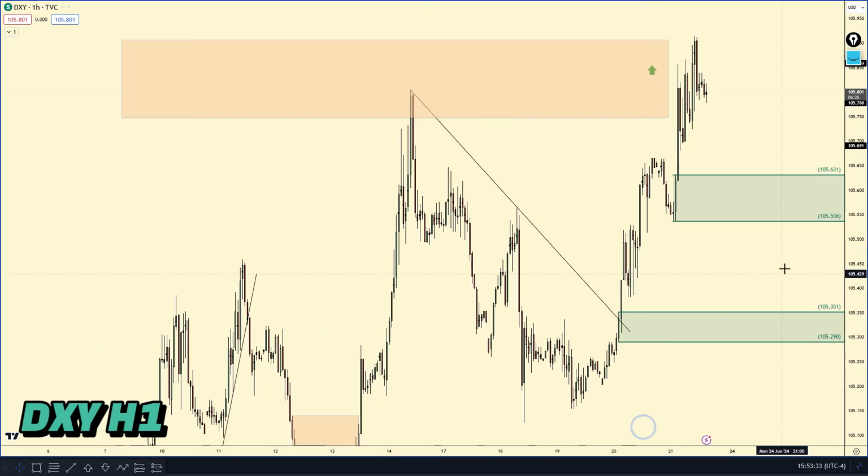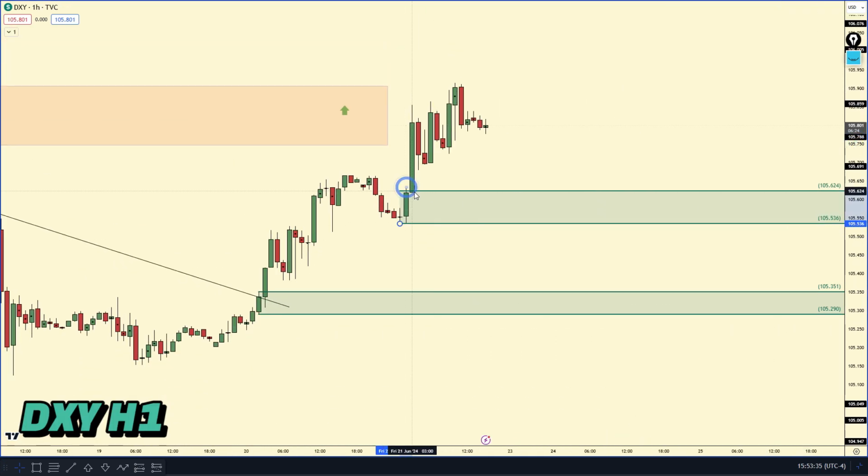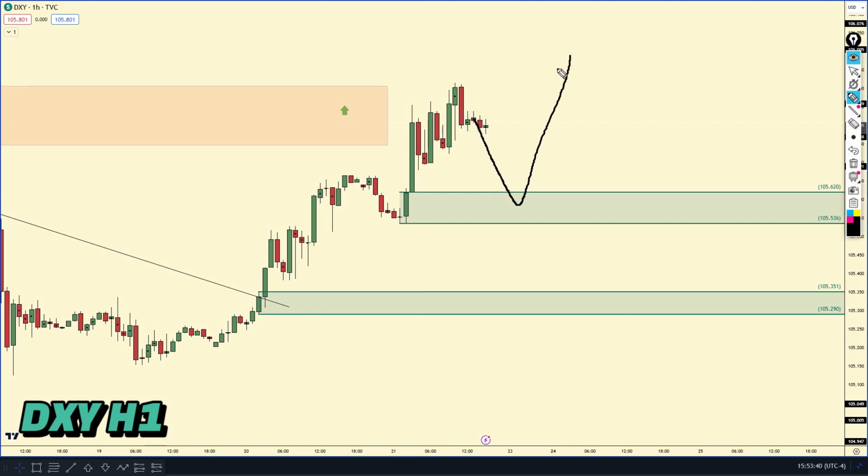What I think we could see, if you just want to talk about the DXY, is potentially a pullback down to 105.62, down to this little drop base rally area of demand. So we could see some weakness in the US dollar just for a bit, but don't get confused by that. If we see the dollar drop down to the 105s, don't worry about it.